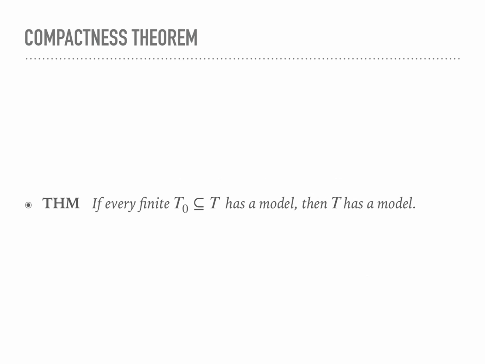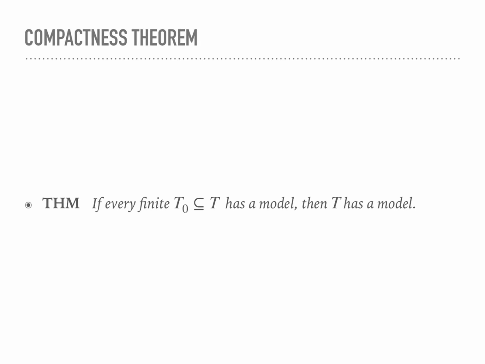We finish with one of the most important applications of the completeness theorem, which is known as the compactness theorem. The way we state it here is as follows. If every finite subtheory T0 of T has a model, then T has a model. And the proof is now pretty straightforward and short using the completeness theorem.